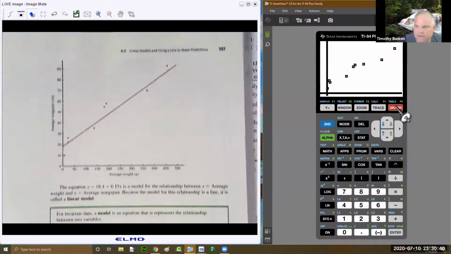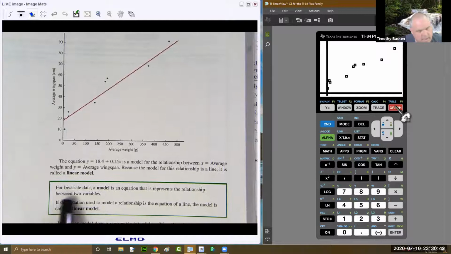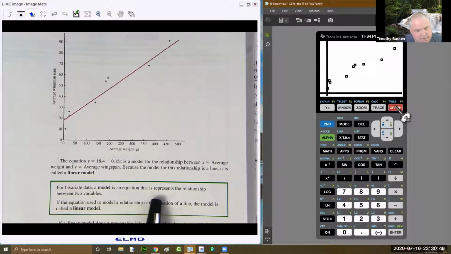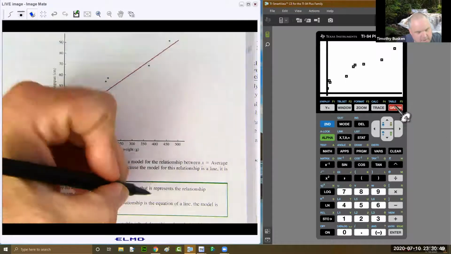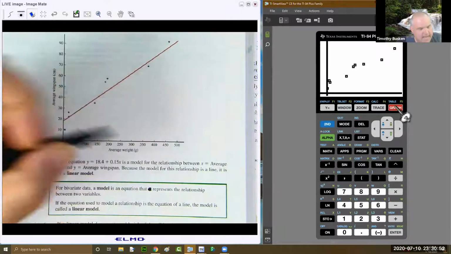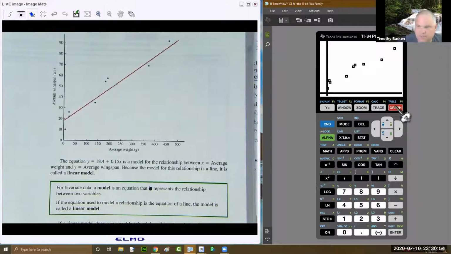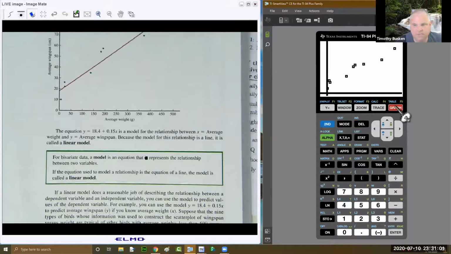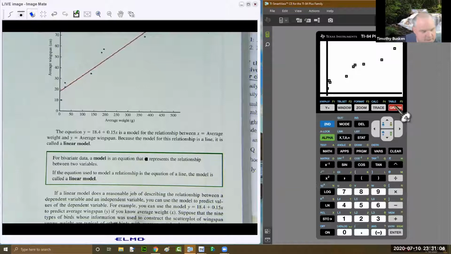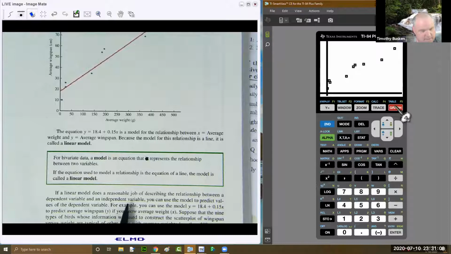Whenever you have bivariate data, a model is an equation that represents the relationship between two variables. And if the equation used to model the relationship is an equation of a line, the model is called a linear model. If a linear model does a reasonable job of describing the relationship between the dependent variable y and the independent variable x, you can use the model to predict values of y, or values of the dependent variable.